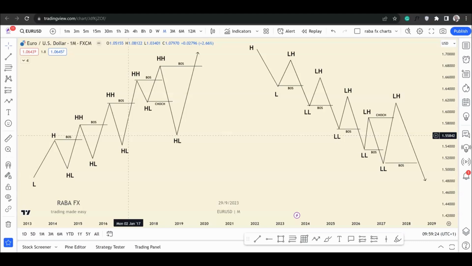Valid pullback. There's nothing like a valid pullback. A pullback is a pullback. Okay, what you need to do is to give yourself rules to know if you have to take a trade based on those pullbacks.